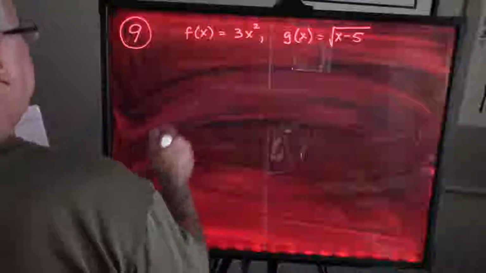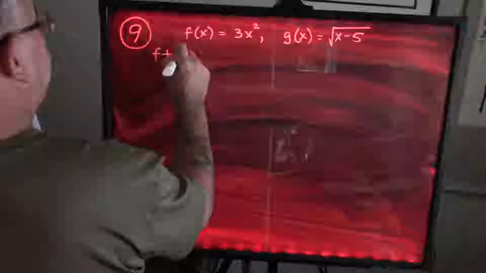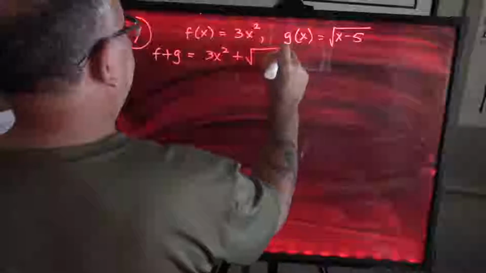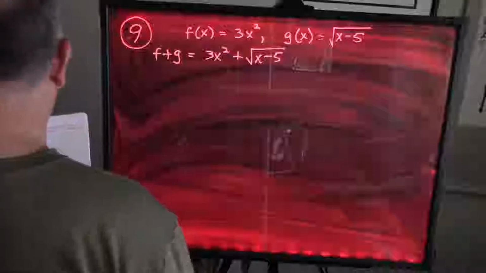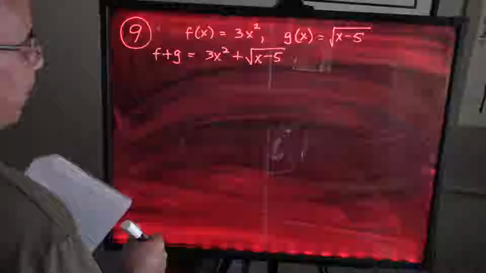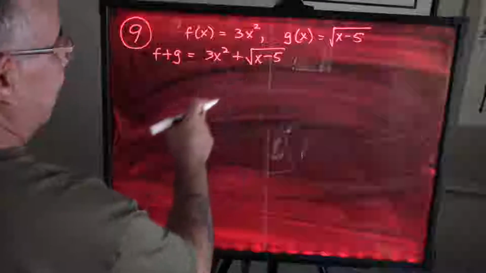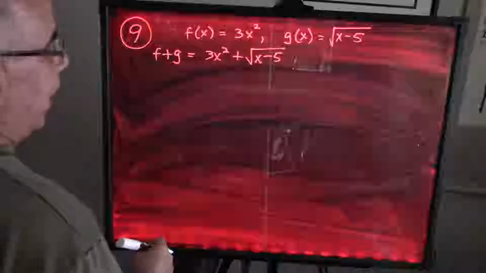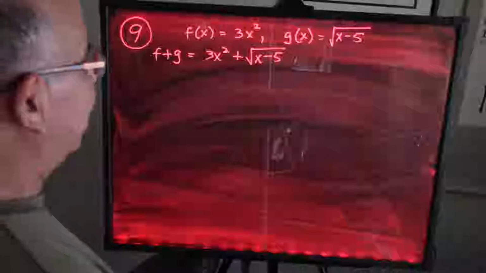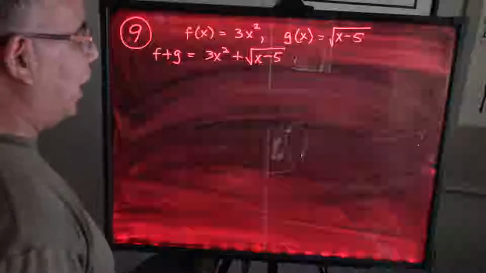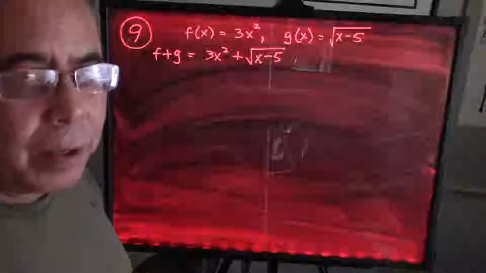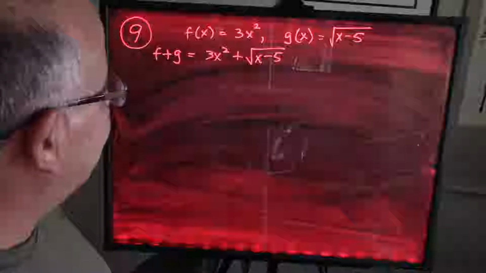Okay, so what's f plus g? 3x squared plus square root of x minus 5. Now, again, this is not a polynomial function. This isn't a polynomial, because polynomials can't have fractional exponents. They can't have negative exponents on the variable, and you can't have fractional exponents. Like if you just had the square root of x, that would be x to the 1/2. And that's no good.